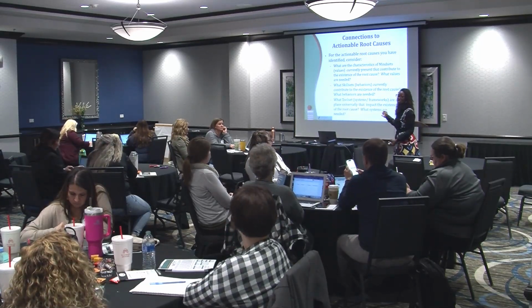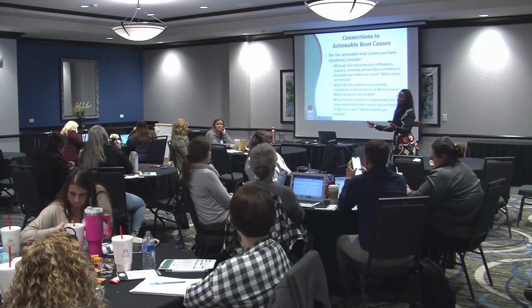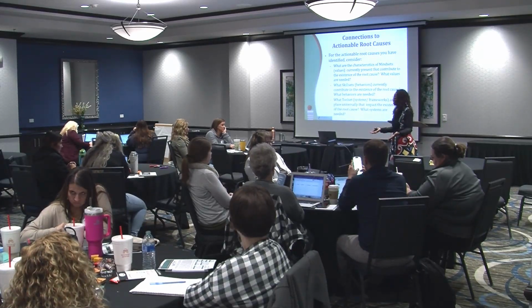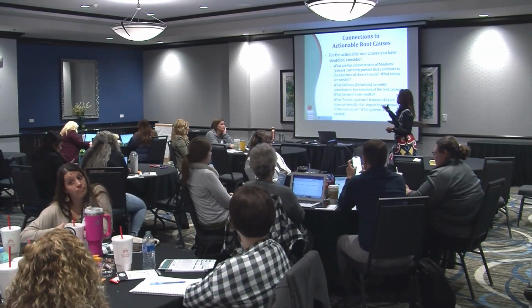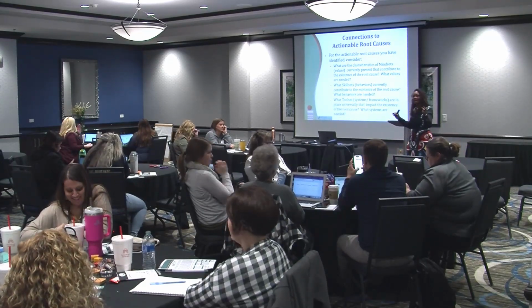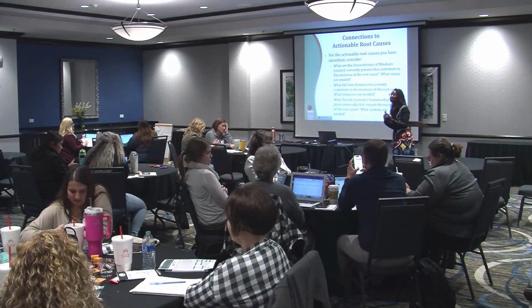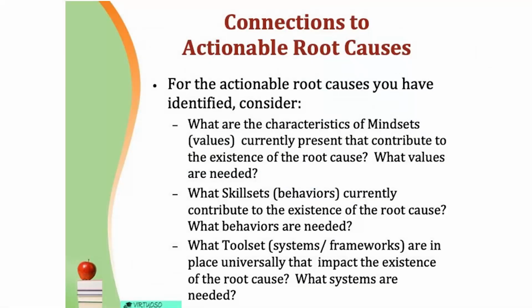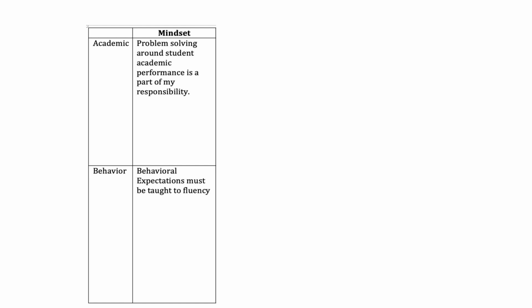The system is great, but there's something about the system that's fractured. So what systems are needed? In that case, guardrails for how the system is used. So you're going to have to think critically about all the great things that you have and how they may be misused. So mindsets, values, skill sets, behaviors, tool sets, the systems, the frameworks, the interventions. Let me give you this example and then I'll let you have at it.